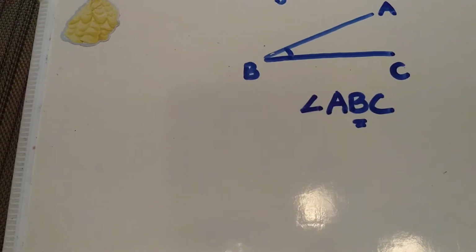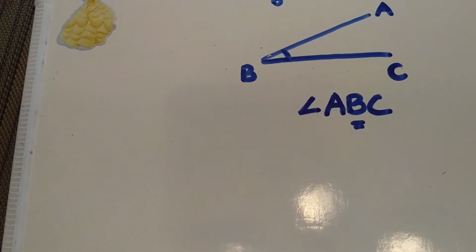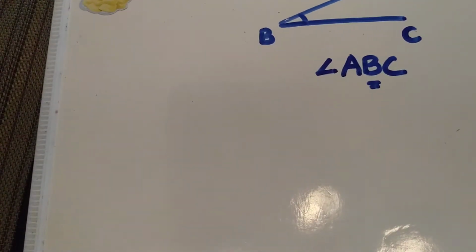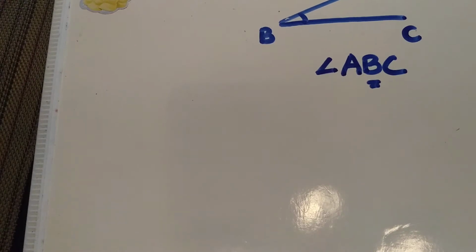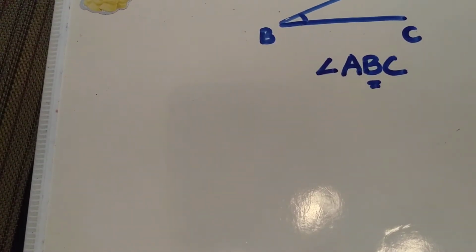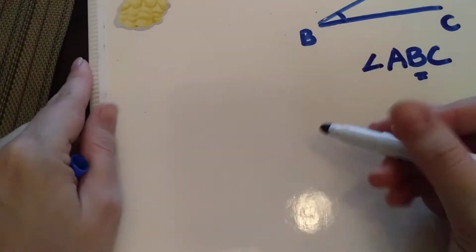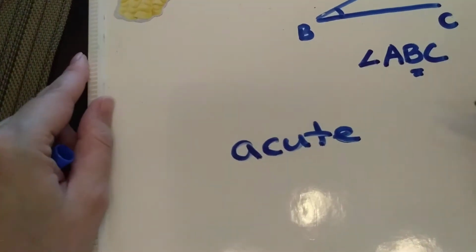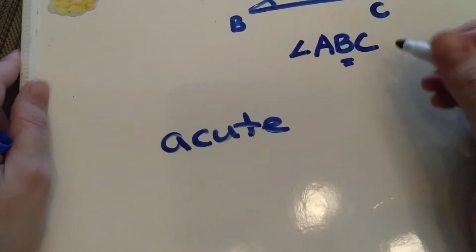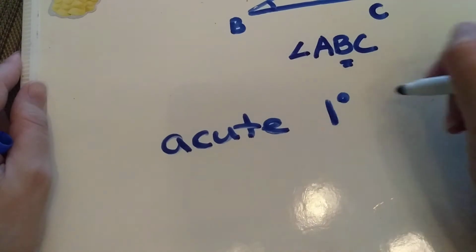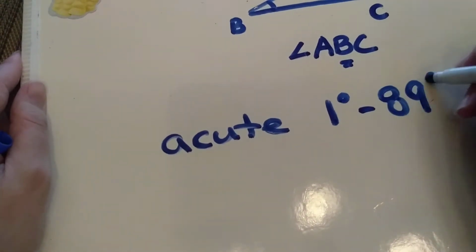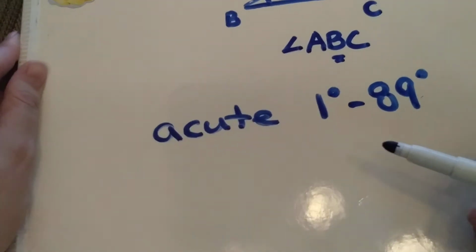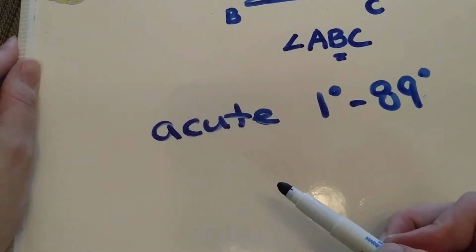We're going to talk about the different types of angles, and that's going to be really, really important when we get to actually measuring them. So there are a lot of different types of angles, but in elementary school up until grade 6, we only talk about a certain few. So what are those? Well, first of all, we have an acute angle. An acute angle measures between 1 degree and 89 degrees. And the way, of course, to remember that is that it's acute, it's very small.